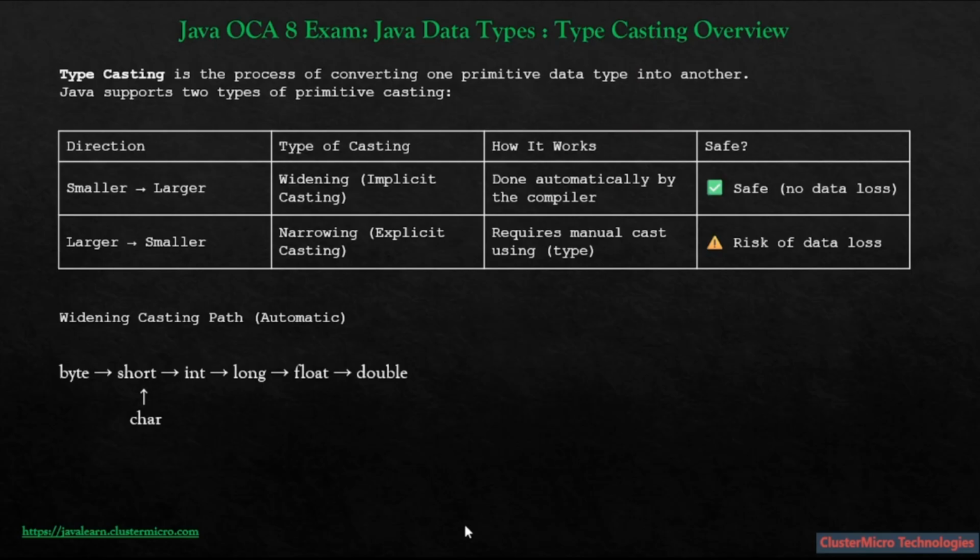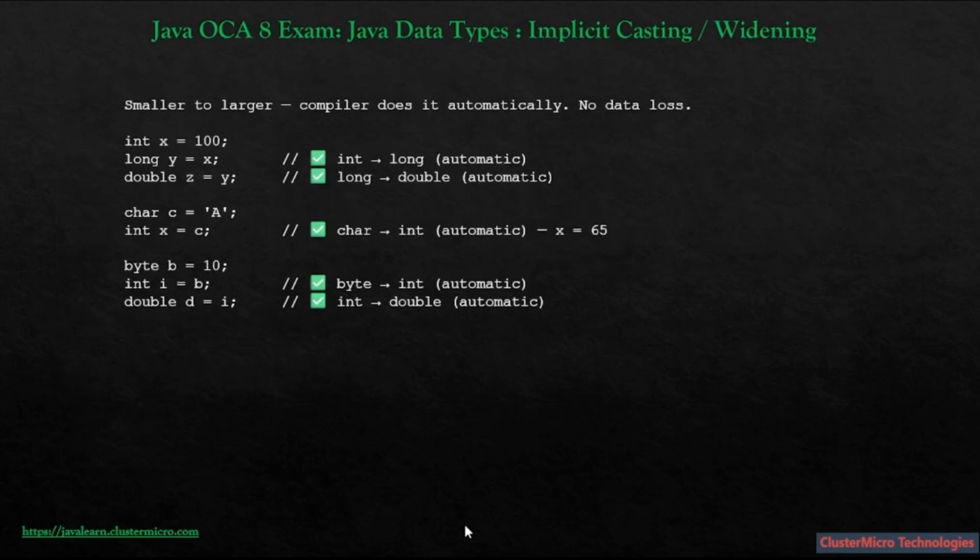One exam tip: narrowing casting may cause precision loss and must always be done explicitly with a cast operator. So implicit casting and widening, smaller to larger, like we have discussed earlier. Let's see the first example. int x = 100 and long y = x. We are assigning x to long y, so it's widening. And then double z = y, right? All these are widening, int to long and then long to double. Same with a char value 'a' assigned to int x; char to int is automatic. That's also fine. And then byte to int to double. These are all widening. We have to remember that.